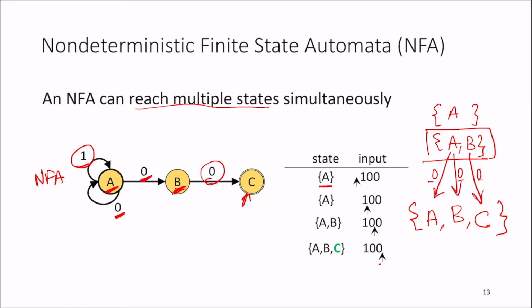And now we're at the end of the string here. One of the states in this set that we could be in is a final state, right? So C is a final state here. And so if any of these is a final state, we say yes, it is accepted. So 100 is accepted by this NFA.